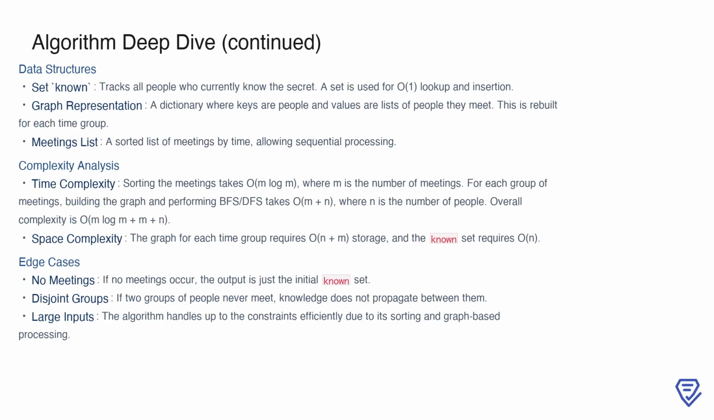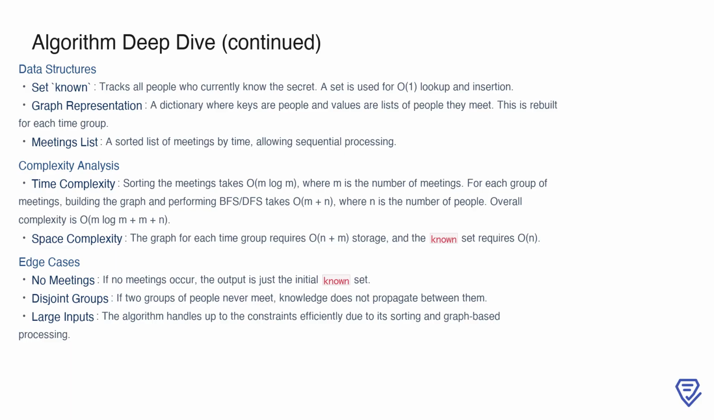The algorithm relies on several key data structures. The known set is used to track all individuals who currently know the secret, and it supports fast lookups and insertions. For each time group, we rebuild a graph representation using a dictionary, where the keys are individuals and the values are the people they interact with during that time. This allows us to efficiently determine connected components. The meetings list, once sorted, provides a sequential way to process interactions in chronological order. In terms of complexity, sorting the meetings takes m log m, where m is the number of meetings.